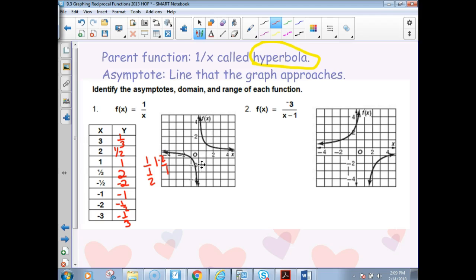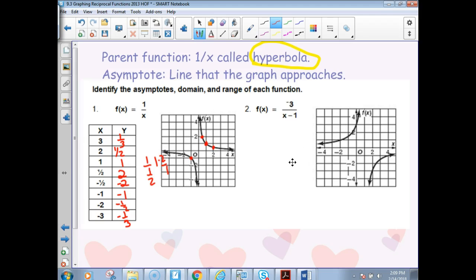You do not have to plot this many points to give me a sketch of your graph. But let's just see where these points are. 1, 1, there's that one. -1, -1, there's that one. It's in the first and the third quadrants. 1/2, 2, 1/2 is right there. So I'm going to need a minimum of 1 point in each quadrant, and that's going to depend on what the numerator is of your rational function.